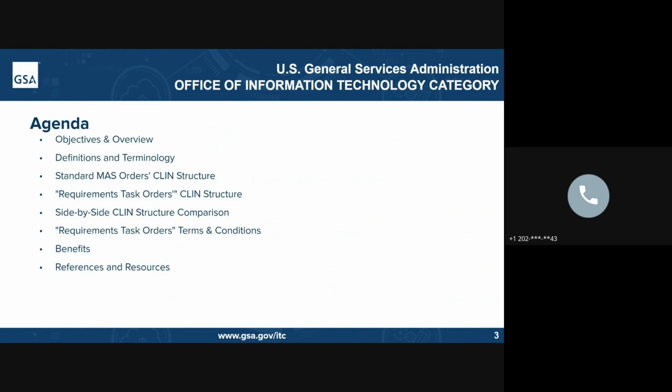During today's video, we're going to go over a couple of things on the agenda. We'll be doing a quick objectives and overview along with some definitions and terminology to level set our communications. And then we'll have a section of reviewing the CLIN structure, our contract line items, in addition to closing out with the benefits of requirements task orders and some additional resources that you can access.